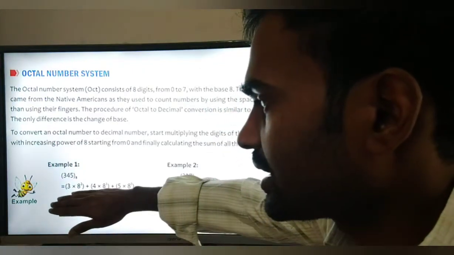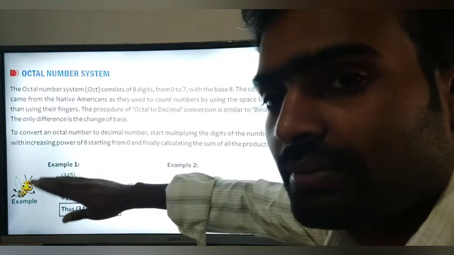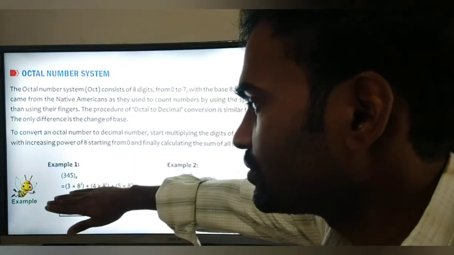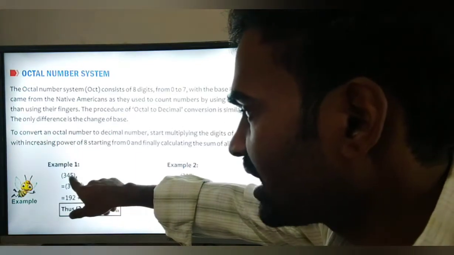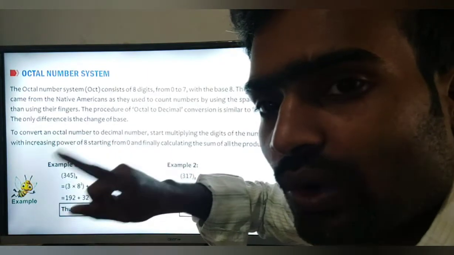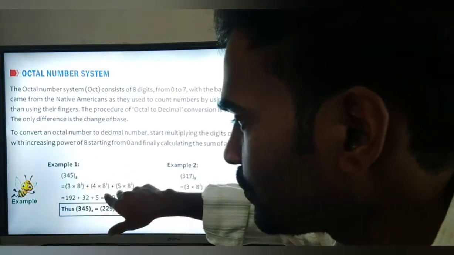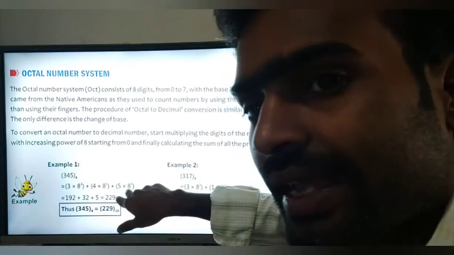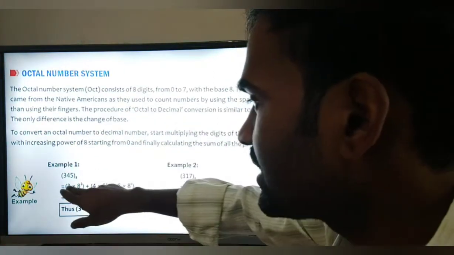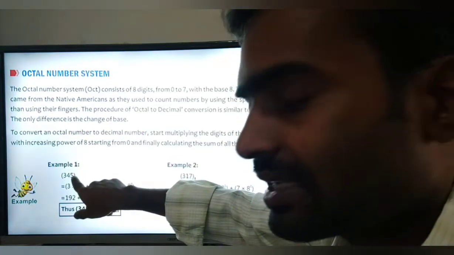But still, don't be confused. As we were doing yesterday for binary numbers, binary to decimal, decimal to binary, we are doing the same method. We have to start from the right hand side, and write the powers 0, 1, 2, 3 like this, and go on. Clear? But yesterday we used 2 here, and here we use 8. Why? Because this is an octal number system. Fine. And here 345, first we have to start from the right hand side.